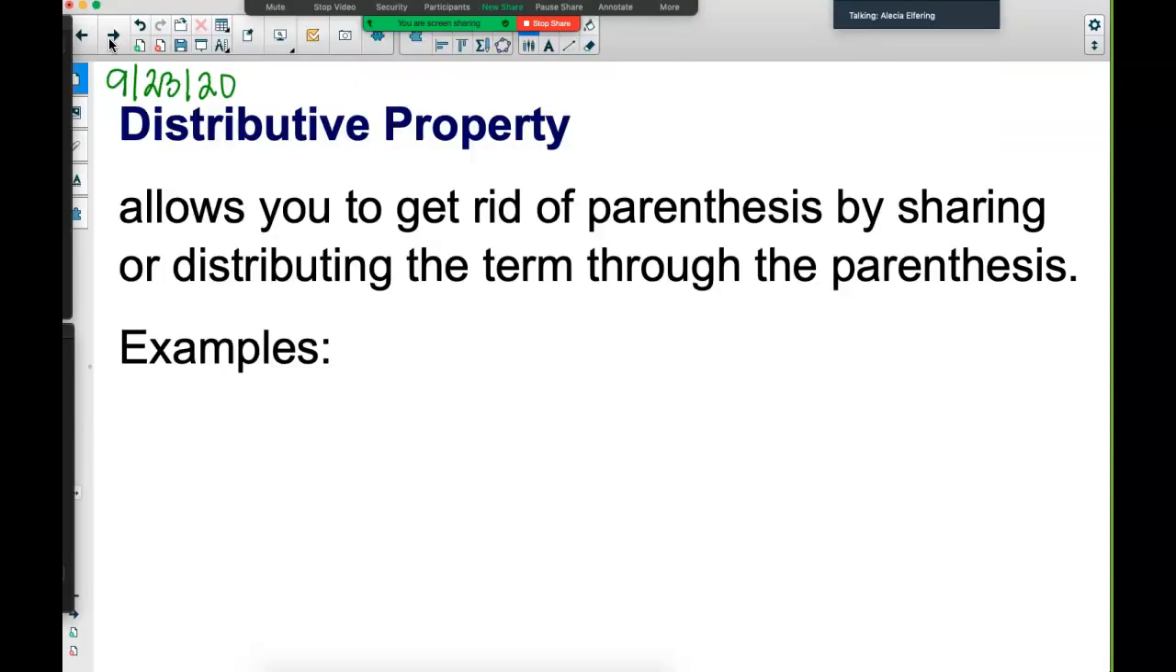Okay, distributive property allows you to get rid of parentheses by sharing or distributing the term through the parentheses. Okay, so for example, do you need more time? I'll wait. I can be patient.